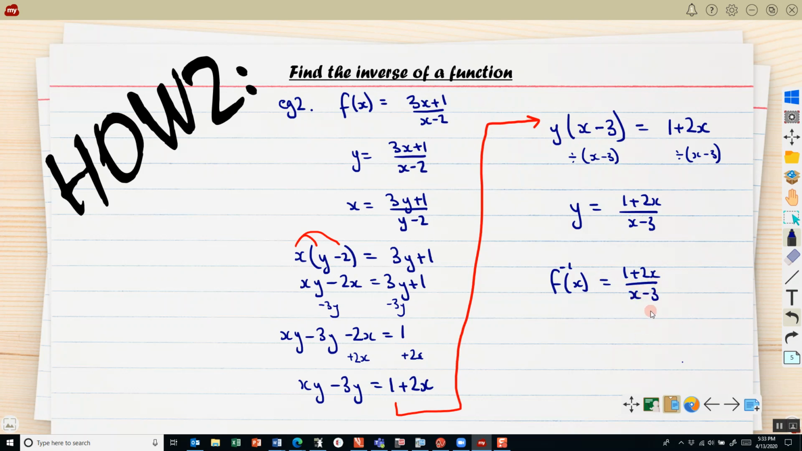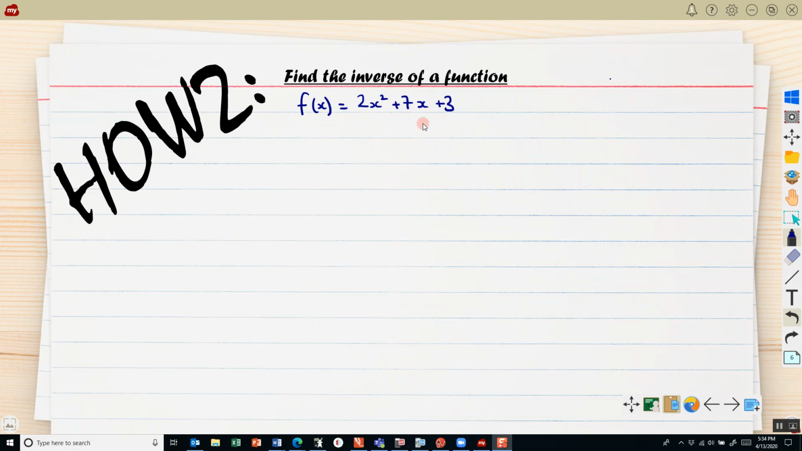Okay, so that's probably as difficult as it would get in standard level. You may see the next example. It's slightly trickier again, but it's exactly the same process. Switch your x's and y's, rearrange for y. So our final example: f of x equals 2x squared plus 7x plus 3.